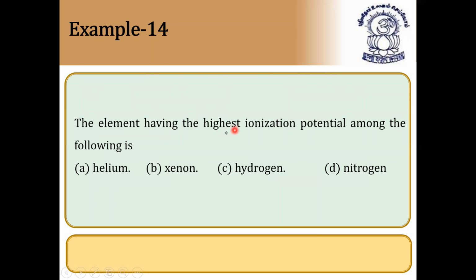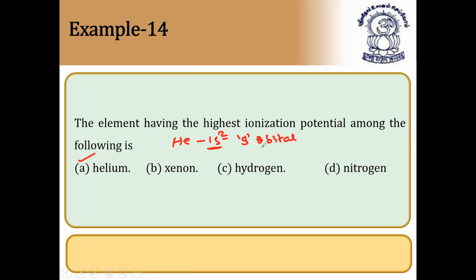The element having the highest ionization potential among the following. Ionization potential, very, very important. It is simple: down the group, the ionization potential value decreases because of the increasing number of electrons. And helium is the highest because helium's configuration is 1s2. It is very, very close to the nucleus. The valence electron is in the 1s orbital, so it is 1s1, 1s2. In the s orbital we have the valence electron, very, very close to the nucleus.